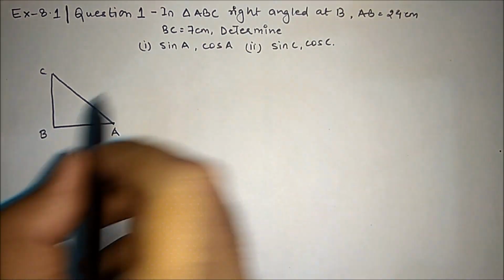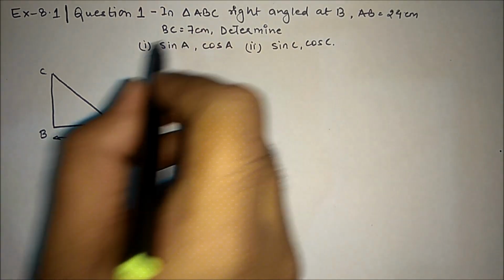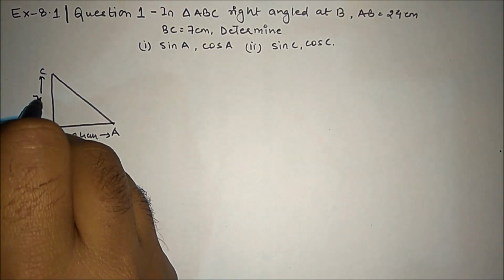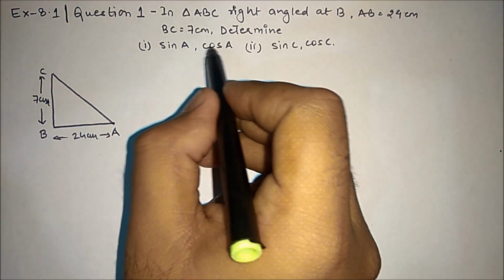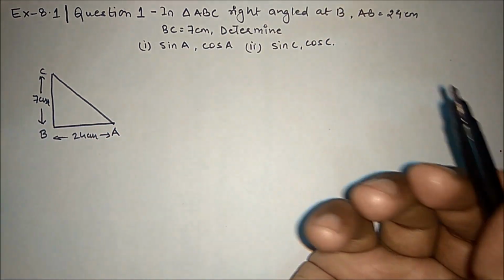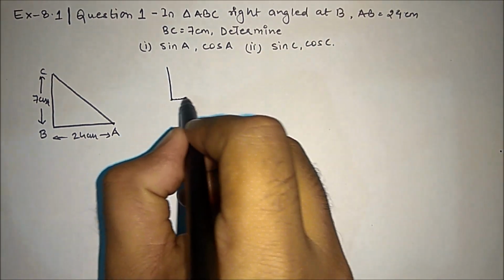It is given that AB is 24 centimeters, so this is 24 centimeters. BC is 7 centimeters, so this is 7 centimeters. Okay? And we need to find sine A, cos A and sine C, cos C. Okay. So before moving to this, you just need to understand.